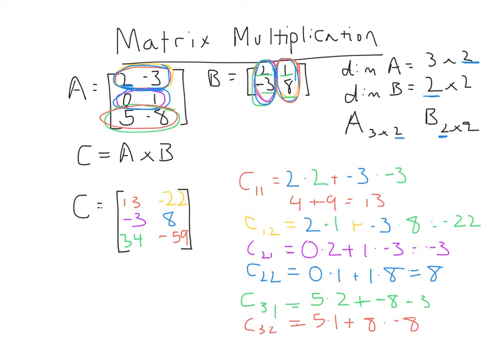And also note that matrix C has dimensions 3 by 2, which are what we have right here, the 3 and the 2. So this will always be the case, that we need these 2 dimensions here to match up, and the result will have these dimensions here.